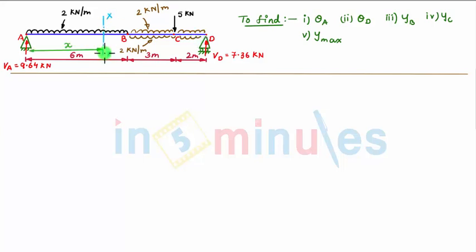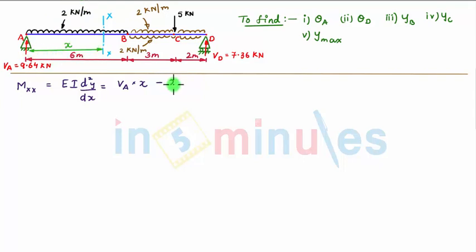So now, taking section XX between point A and B at a distance x from origin A, we can write the bending moment equation as Mxx is equal to EI d square y by dx square is equal to, now bending moment about section XX considering the left hand side of section will be, first clockwise moment due to this upward support reaction VA at a distance of x, then minus anti-clockwise moment due to this UDL of 2 kN per meter acting for a distance of x meter.